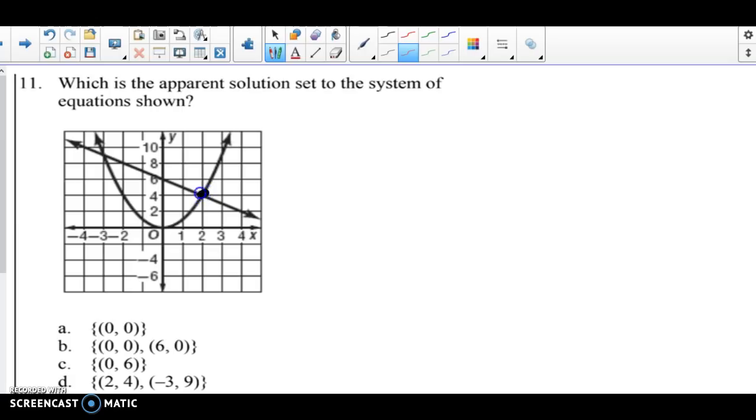All right, for number 11, you're looking at where the two intersect each other. So they want the apparent solution. You have a solution here at (2, 4) and another solution here at (-3, 9). So your answer choice for that one would be D.